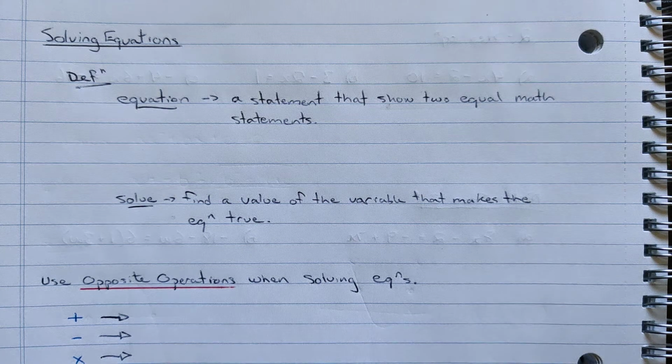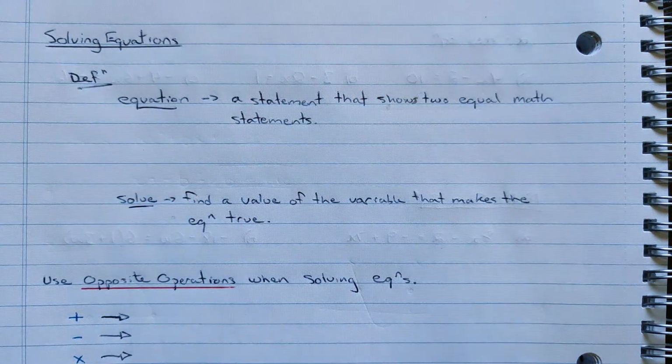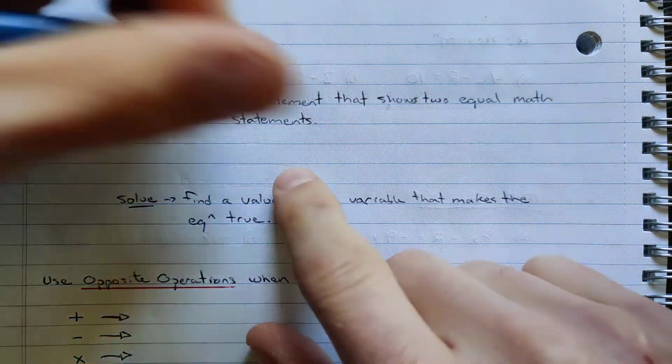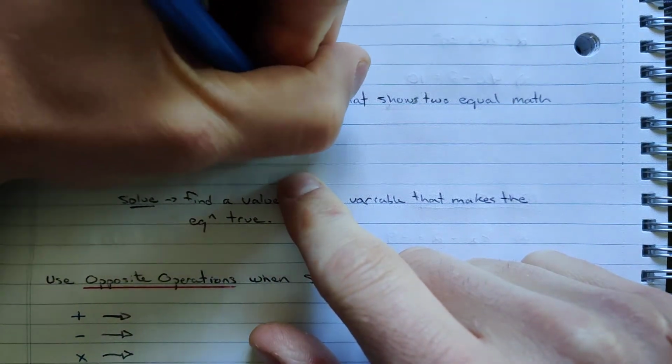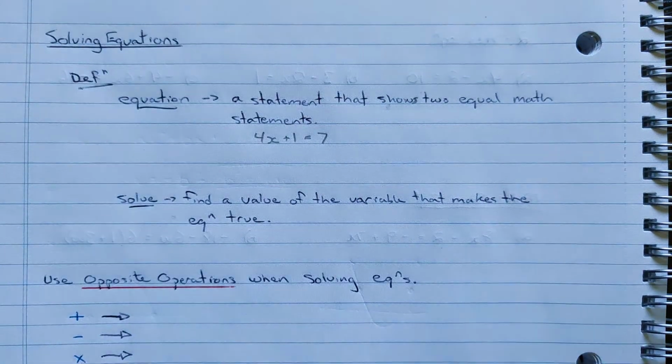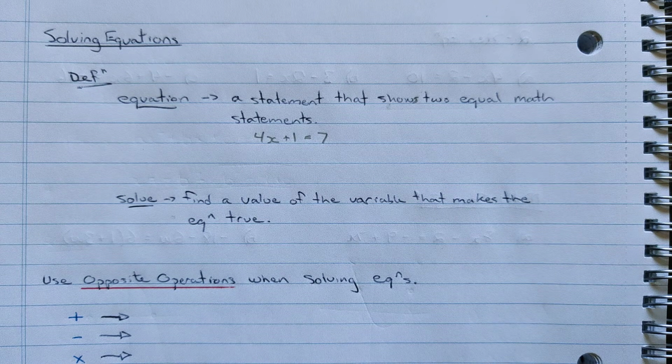So now we're going to go into solving equations. So what we're doing is we're taking an equation, which is just a statement that shows two equal math statements. So something like 4x plus 1 equals 7. That is an equation, and so it's going to be important that it has an equal sign in it.